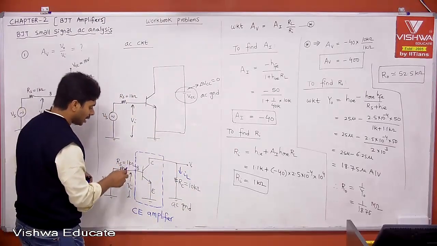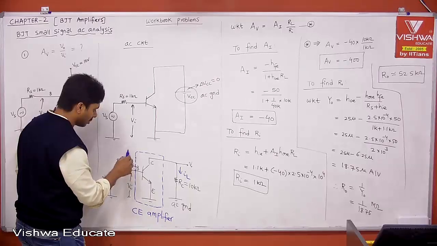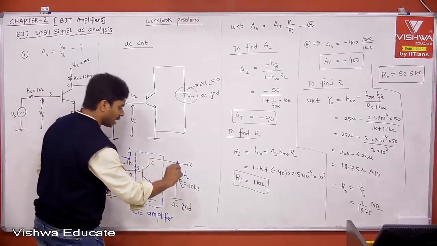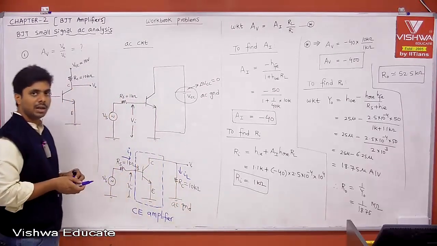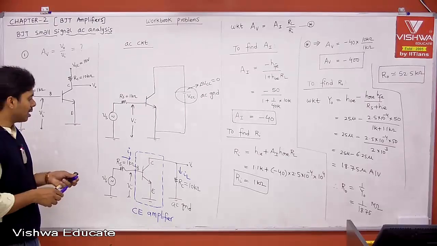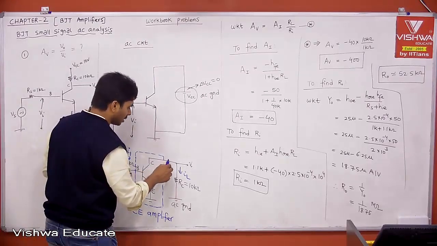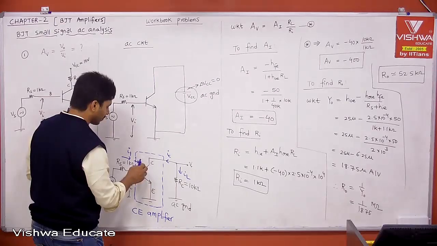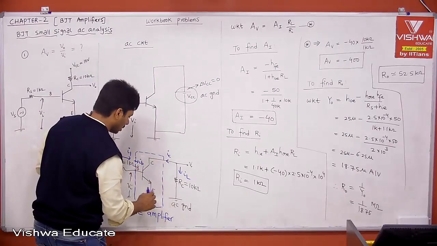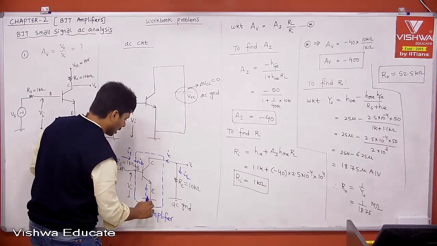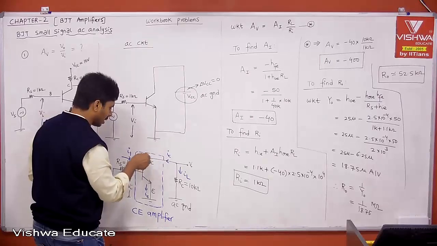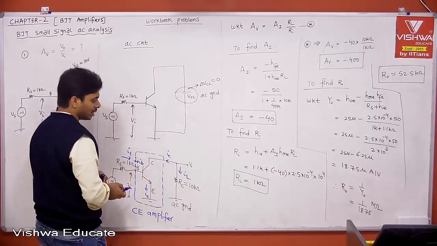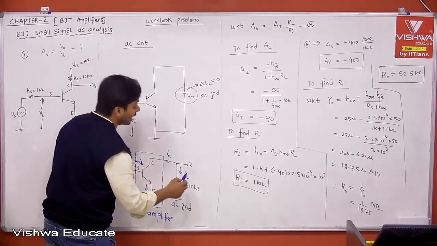The current entering into your amplifier is I1, and the current entering into your load is IL. But if you see the real current flow, this is the collector current, this is the base current, and this is the emitter current. These are all real current flows. Therefore, base current plus collector current is your emitter current. Therefore, your load current is opposite to the real current flow.